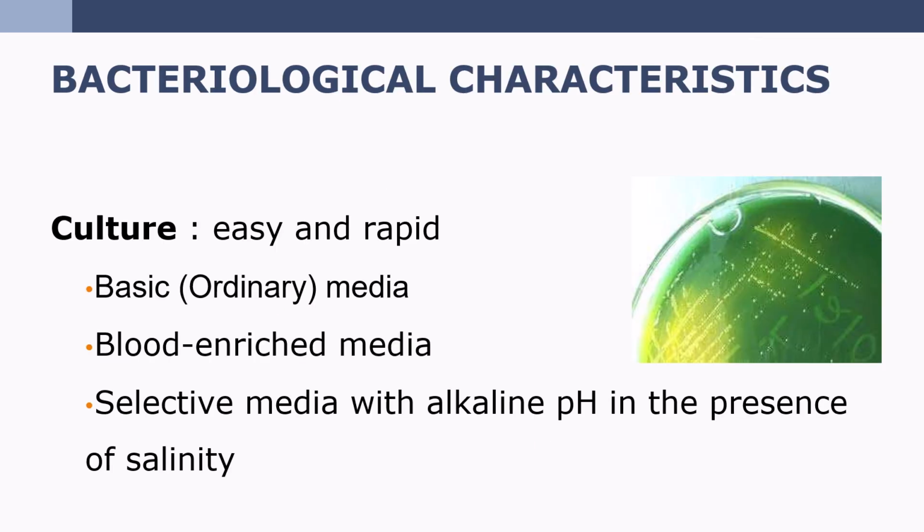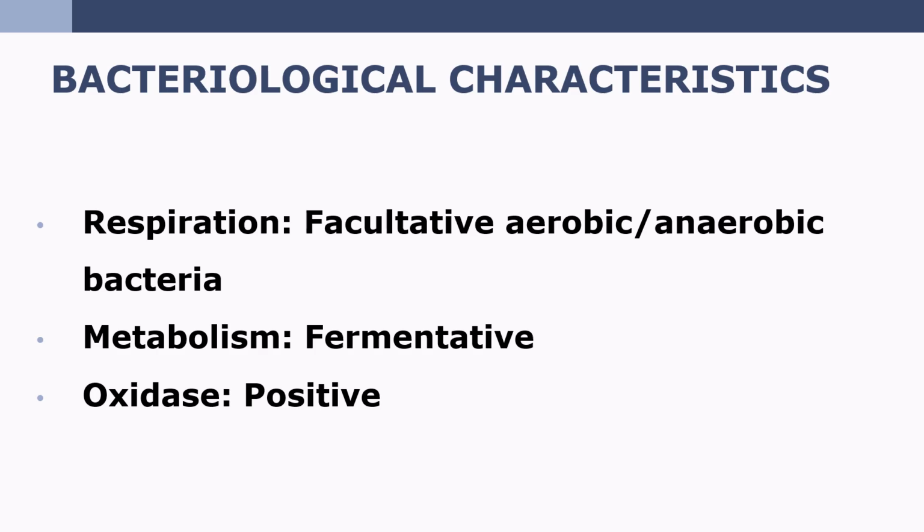Let's now move on to bacteriological characteristics. Vibrio cultures are simple and quick to grow. They can be grown on ordinary media, as well as on blood-enriched media. Isolation is facilitated by the use of selective alkaline media, combined with adequate salinity, which promote the growth of Vibrios to the detriment of other bacteria. Furthermore, Vibrios are facultative aerobic and anaerobic bacteria. They have a fermentative metabolism and are characterized by positive oxidase activity, an important factor in their identification in the laboratory.